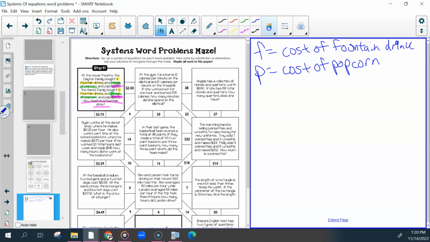Okay, so now we have a bunch of numbers, we have variables. How would we set up our equations? 4F plus 3P equals 2250. That would be one. And then how would we set up the other one?